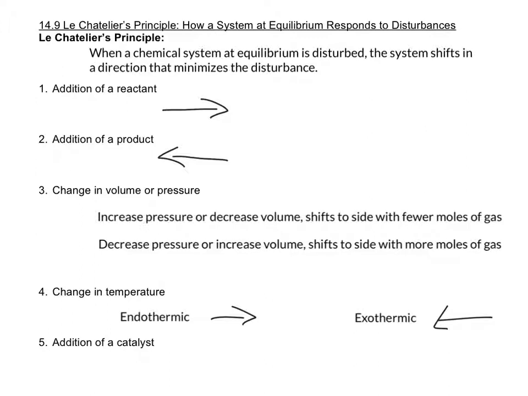All right, and then the last is the addition of a catalyst. If we add a catalyst, it's going to make the rate go faster, so the reaction will get to equilibrium more quickly, but the ratio of the reactants and products is not going to change. So adding a catalyst has no effect on which direction the reaction is going to shift.